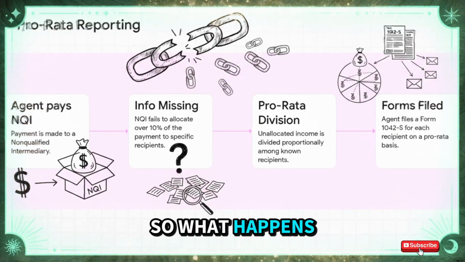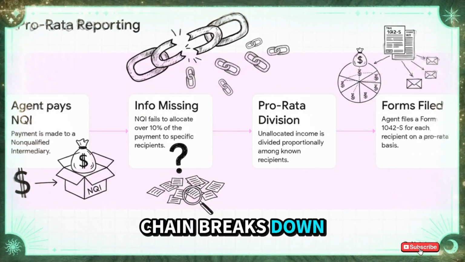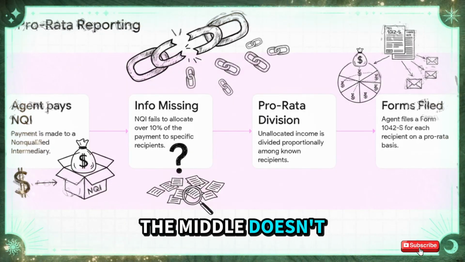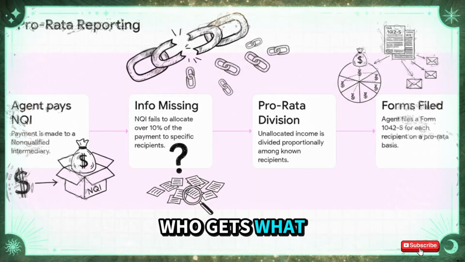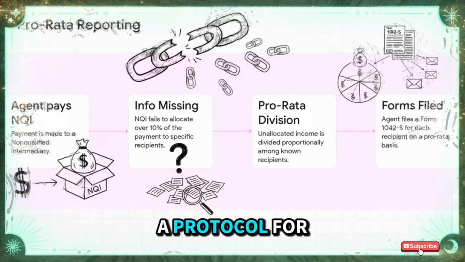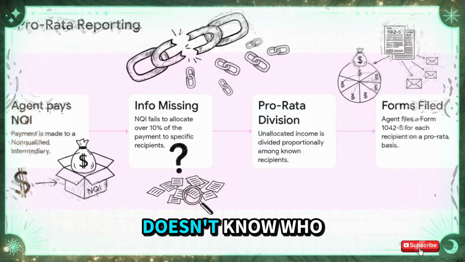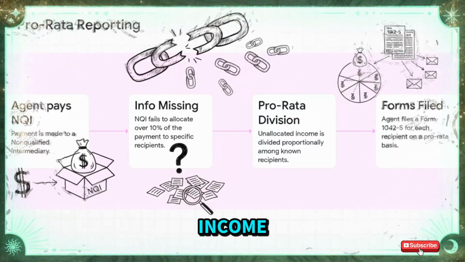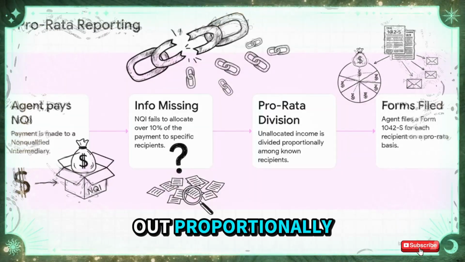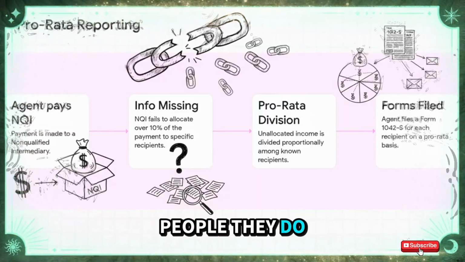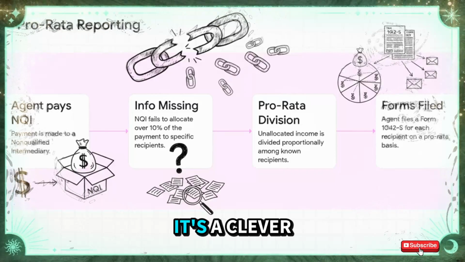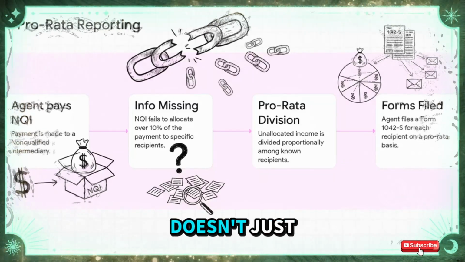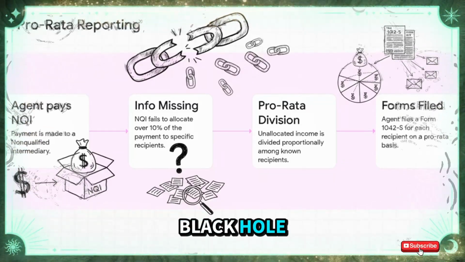So, what happens when the information chain breaks down? When someone in the middle doesn't pass along who gets what? Well, the system has a protocol for that. If the agent doesn't know who to assign the money to, they have to take that unallocated income and spread it out proportionally among all the people they do know about in that payment pool. It's a clever way to make sure the money doesn't just vanish into a black hole.